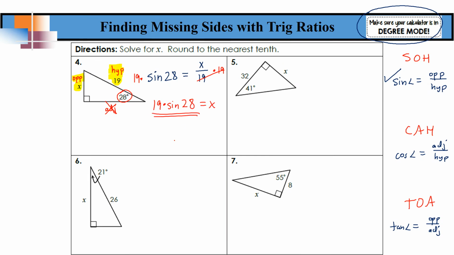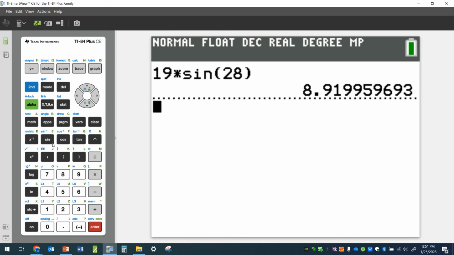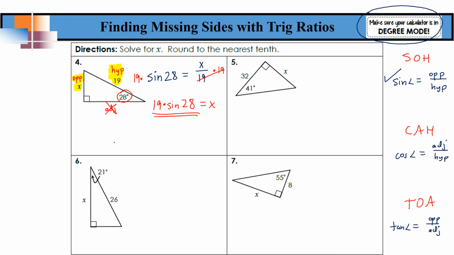This is what we want to type into our calculator. I don't know what sine of 28 is, but if I type in 19 times sine of 28, I should get the answer. Let's do that now. In our calculator, we type in 19 times sine of 28, and I'm going to go ahead and close the parentheses, and we press enter. You should have gotten roughly 8.9. The directions tell us to round to the nearest tenth, so that's what we're going to put. So now we can write that x is approximately equal to 8.9. Okay, let's try a few more.